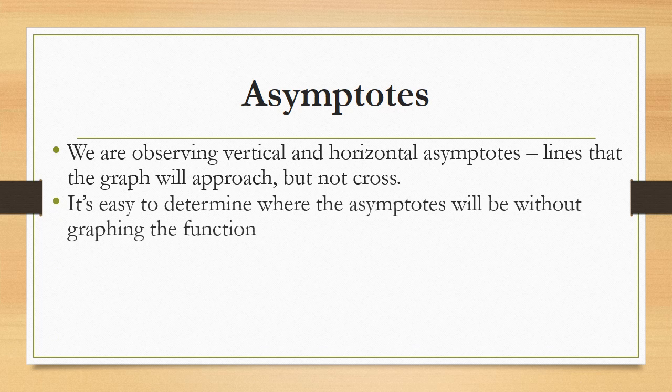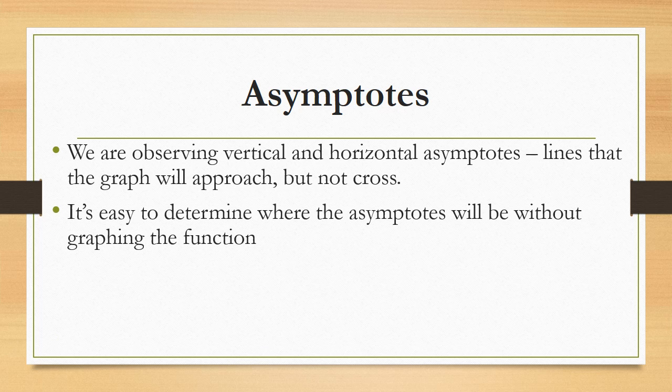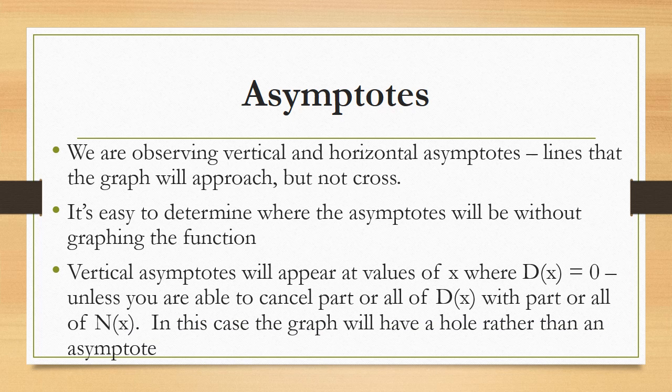It's really easy to determine where the asymptotes will be without graphing the function. And the vertical asymptotes we've really already talked about. Those are going to be at the values of x where the denominator equals 0. Unless, you knew there had to be a complication here, unless you are able to cancel part or all of the denominator with part or all of the numerator. In other words, factor the denominator, factor the numerator.